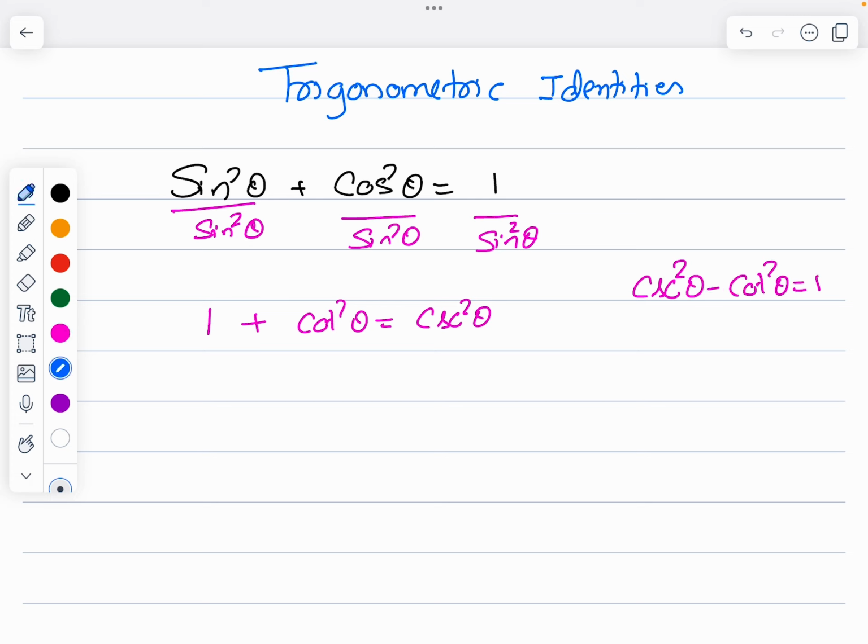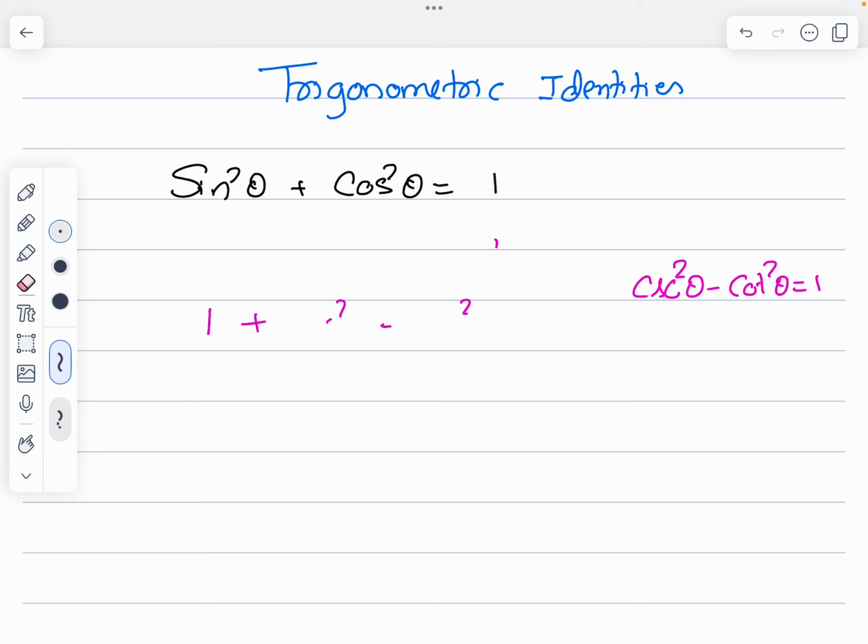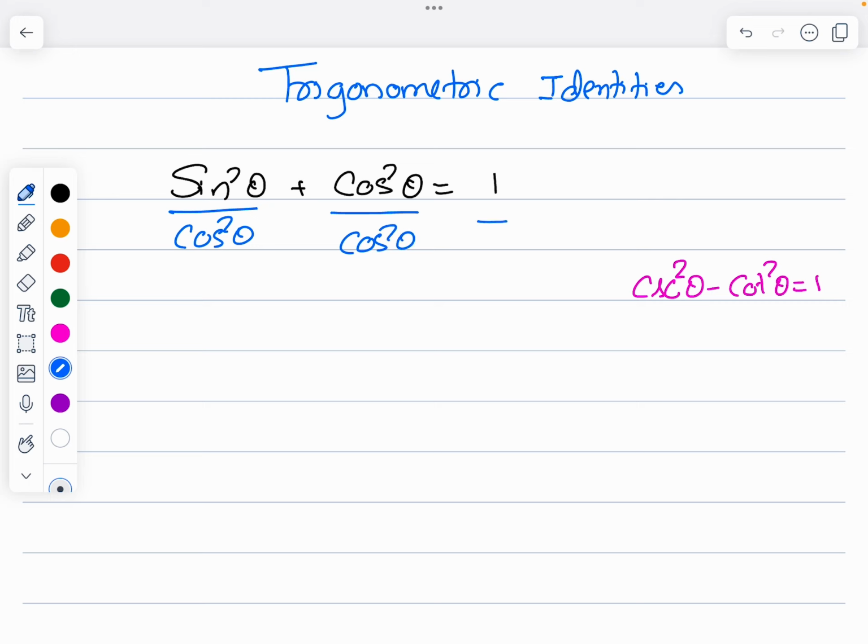Next time, instead of dividing with sin square theta, what am I going to do? I am going to divide both sides with cos square theta. So in that case, I get tan square theta plus 1 equals secant square theta. So what is my second identity? Secant square theta minus tan square theta equals 1. So we get three identities.